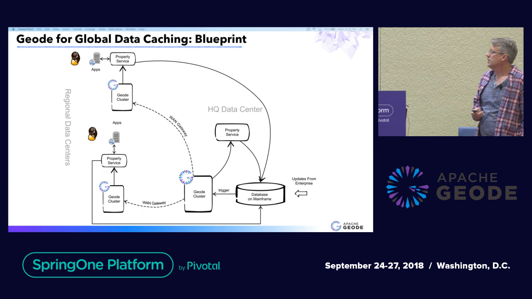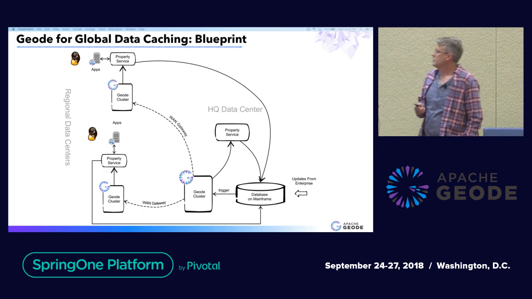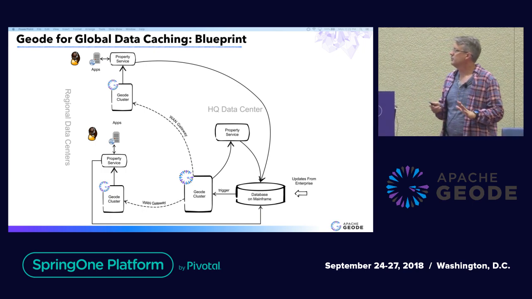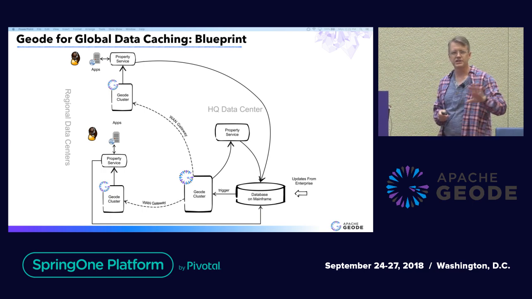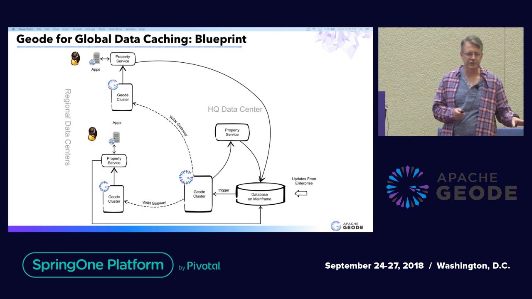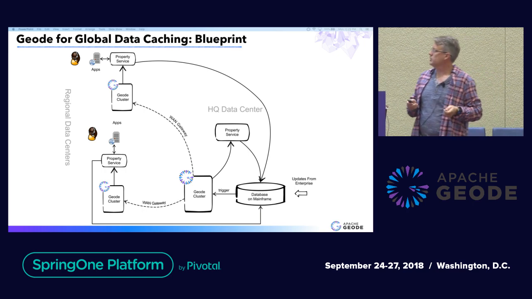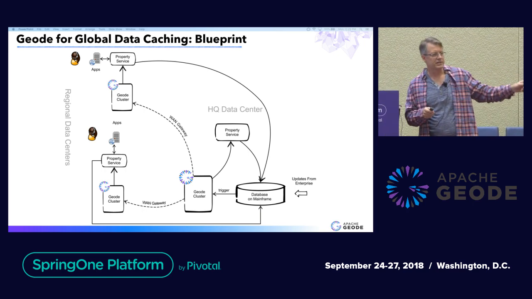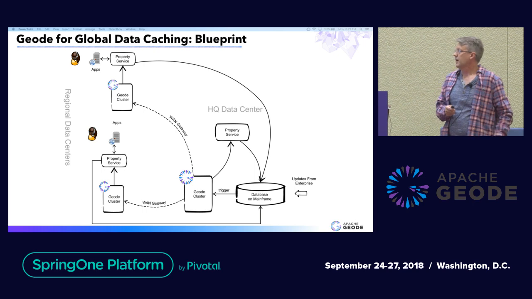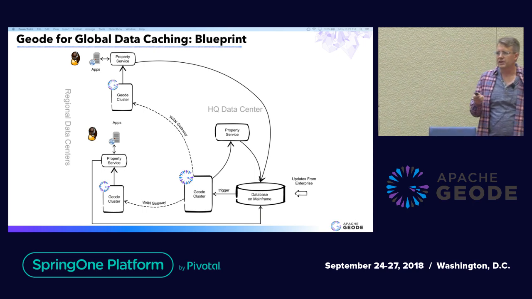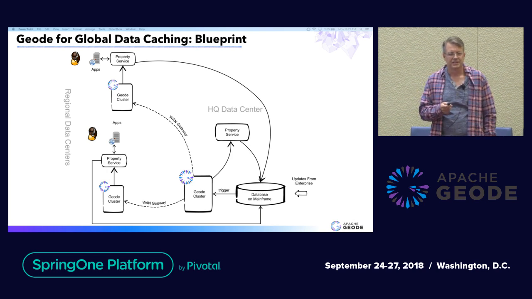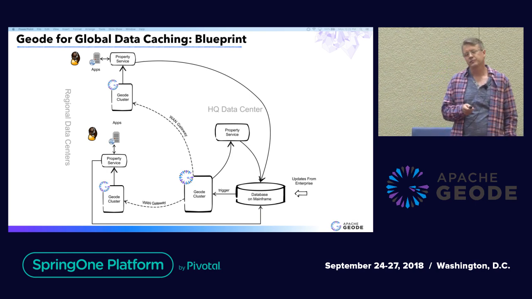Okay, so the way that we solve this problem is, first of all, there has to be a mechanism to push the updates into Geode. In this case, that was a trigger. But then we use Geode WAN gateways to distribute the updates out to the regional data centers. So pretty simple. It's just kind of a twist on a cache, but it's got some nice advantages.